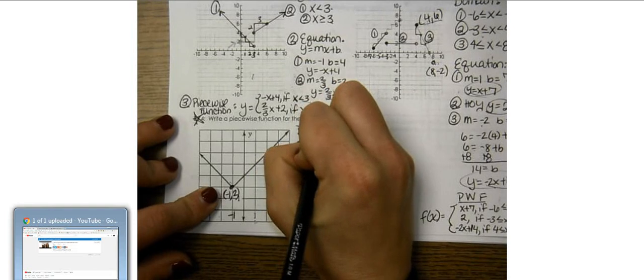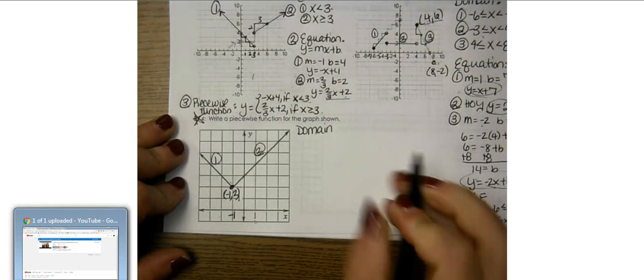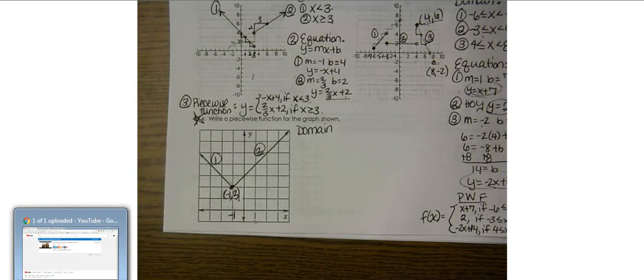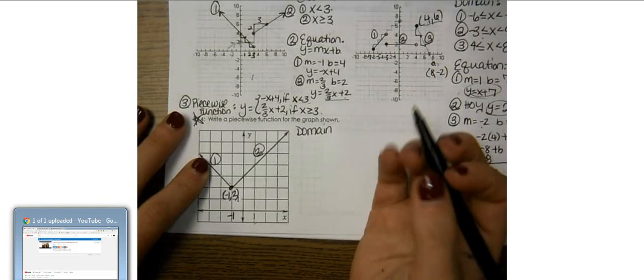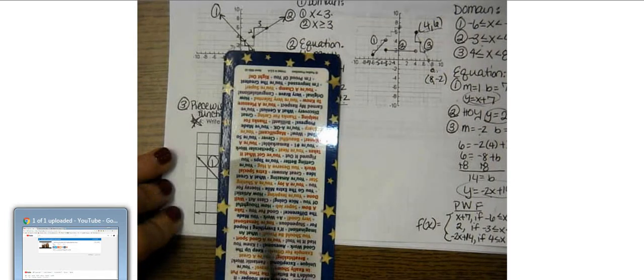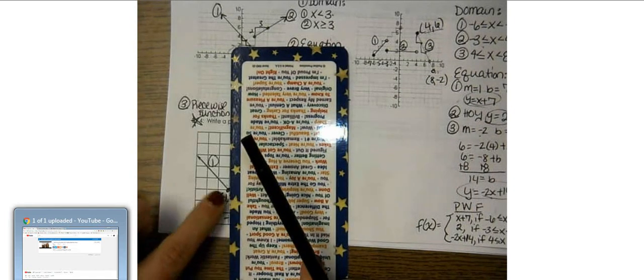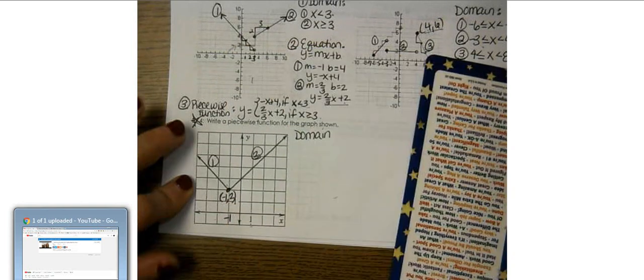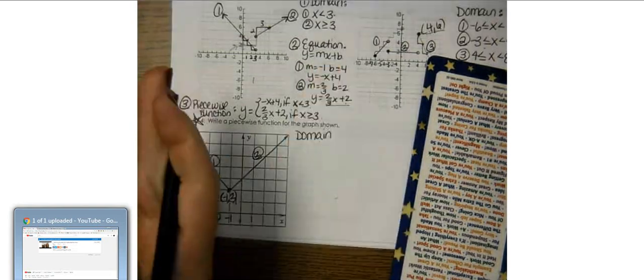So I'm going to label each piece number 1 and number 2. If you labeled your pieces differently, that's okay. So here is piece number 1. For piece number 1, my domain is going to be all values of x that are less than -1. So here's -2 and -3, and it touches all of those values to the left.